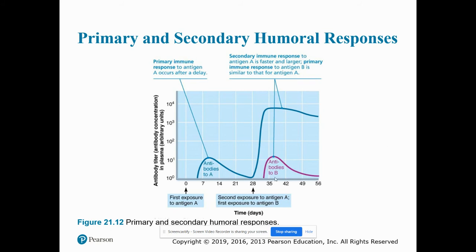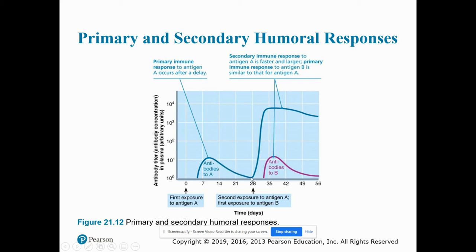So what this graph is showing, as soon as I get a cursor, there we go. We have exposure to antigen. This is day 0. It takes about 3 to 6 days, and then the levels of antibody go up. And then it goes down pretty rapidly.